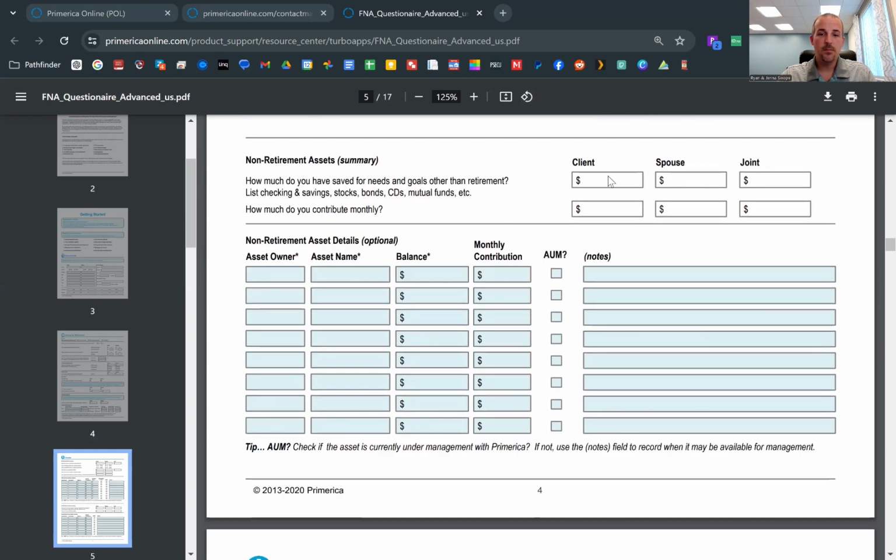Non-retirement assets. Many times, the client and spouse might have a joint checking account, might have a joint savings account. They might keep their finances separate. Again, just ask the questions, figure this out. And right here's a question to help guide you.